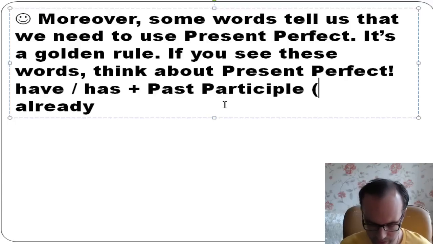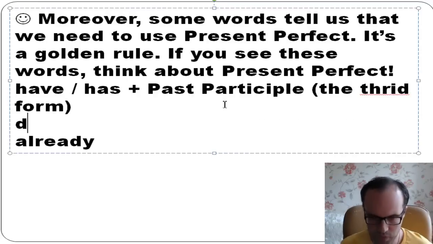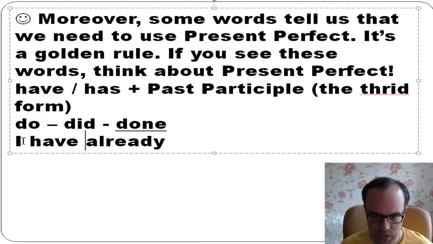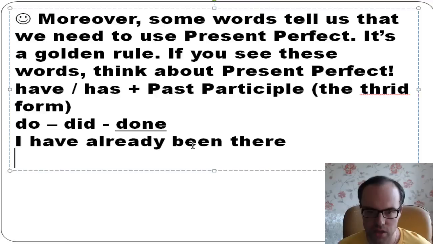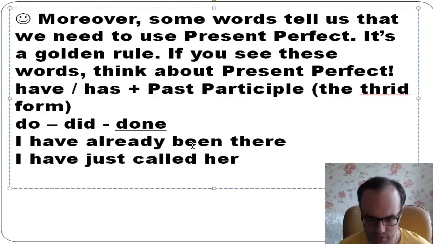Or we call it the third form. So for example, do, did, done. So what is past participle? It's done. It's the third form. So, already: I have already been there. Next, just: I have just called her.